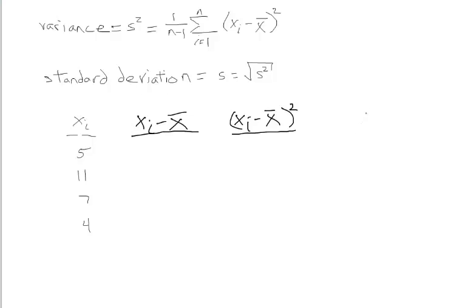And in order to get x bar, remember that's the mean. We're going to add up all of our numbers and divide by the total number of observations we have. And here our n is 4. So we're going to have x bar is equal to (5 plus 11 plus 7 plus 4) divided by 4. And when we do this, we get 6.75.